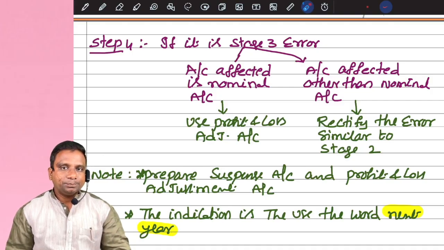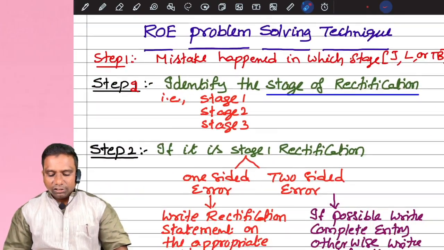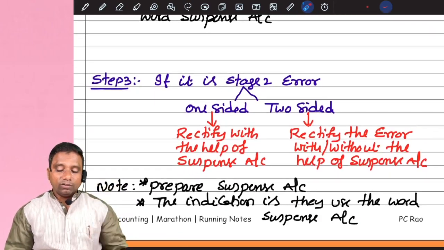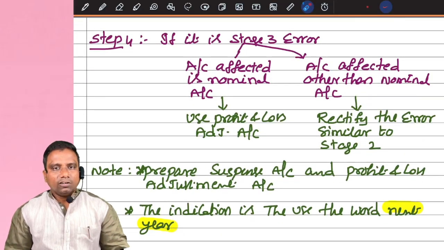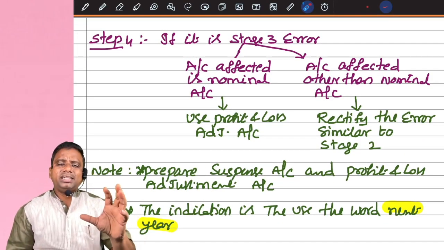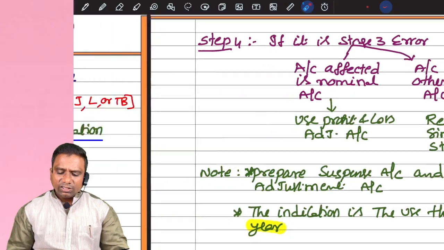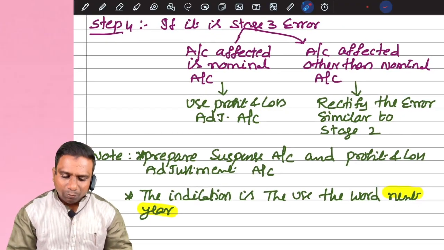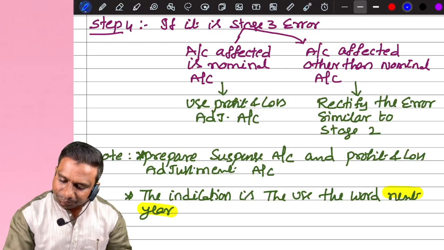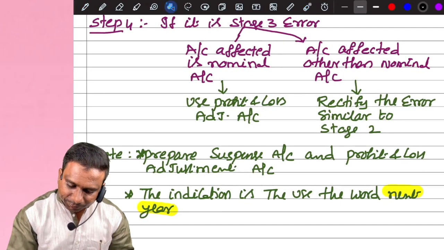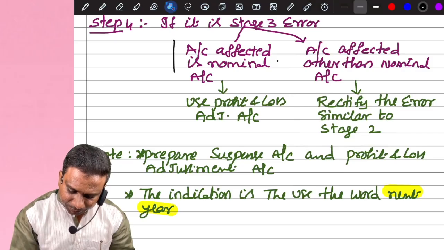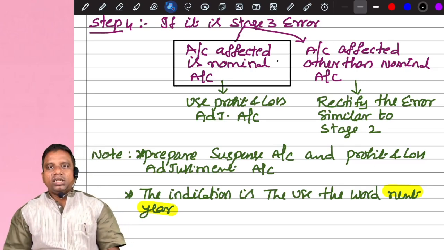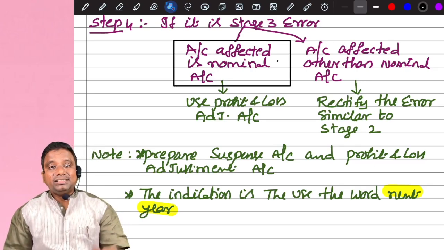Do remember, students. Okay. Now come to stage 3 error. We understood in stage 1 how the errors get rectified, and in stage 2 how the errors get rectified. Now come to stage 3. In stage 3 also identify whether it is a one-sided error or two-sided error. Stage 3 rectification is similar to stage 2 rectification, with the exception that, very important, observe carefully: check whether the account affected is a nominal account or not.